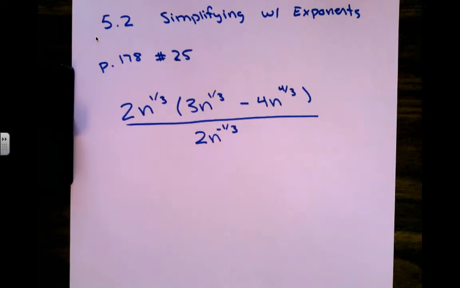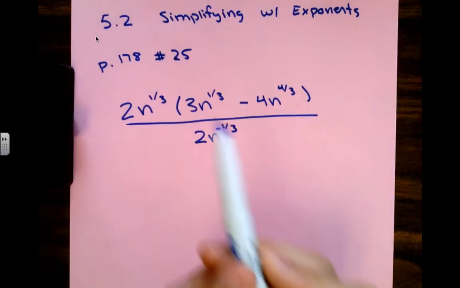What we're going to take a look at here is simplifying with exponents when we have fraction exponents. This was a homework problem from page 178, number 25. I know in period 3 we went over it, I'm sure period 9 as well. Looking at this, first we take a look at the numerator. What can I do to simplify this?